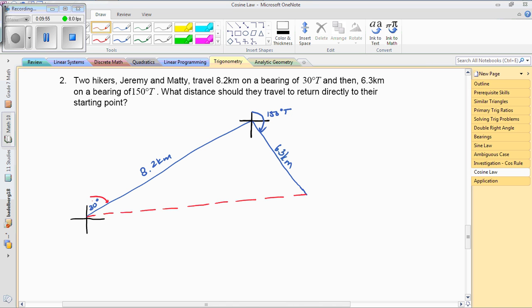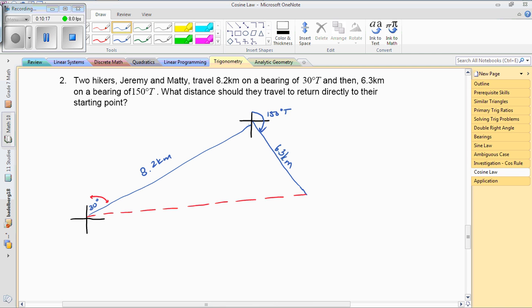Be very careful, because people often say that this angle here is 60 degrees because they want to make that line straight, but it's not. So it's not 60 degrees. You don't know that for sure. So please be careful and make sure you don't make that mistake.